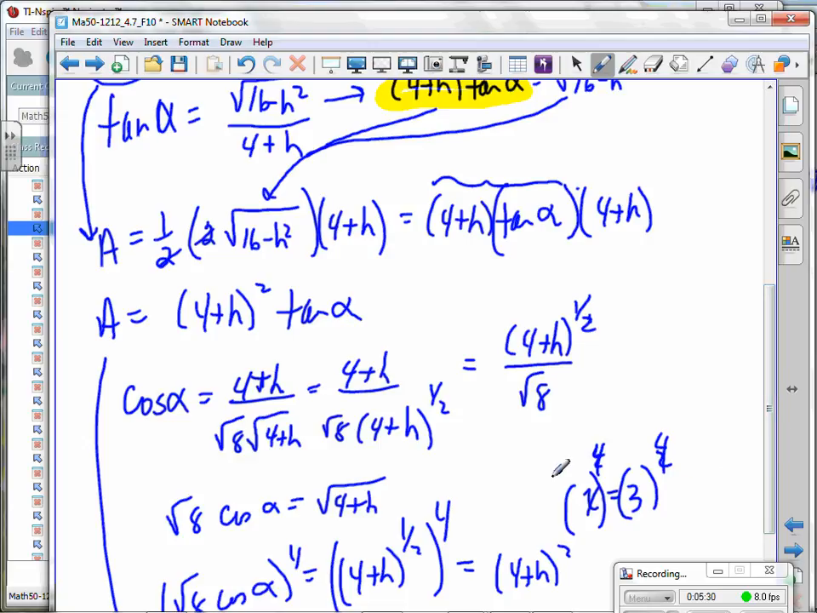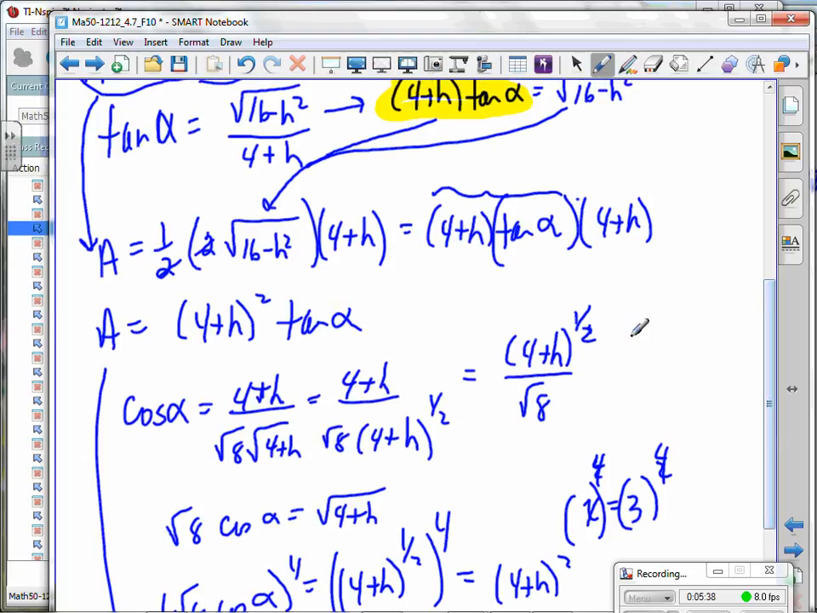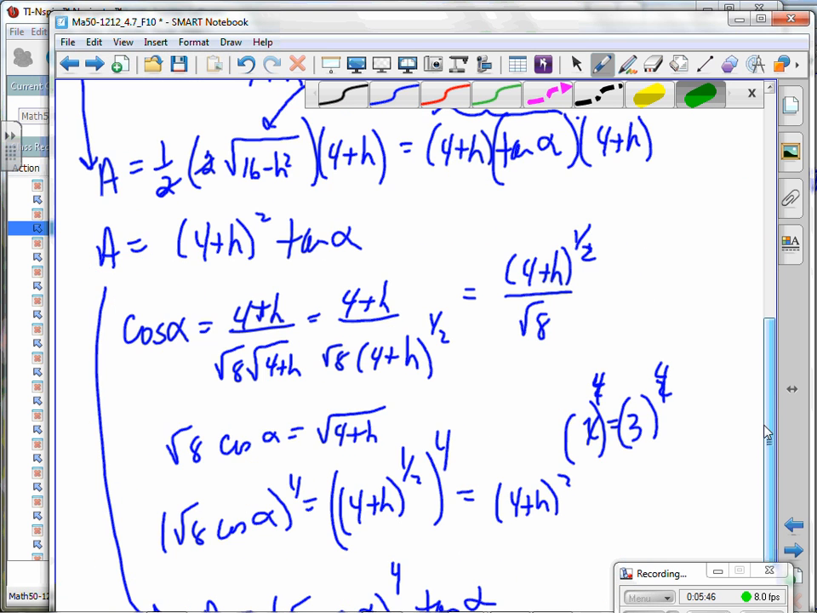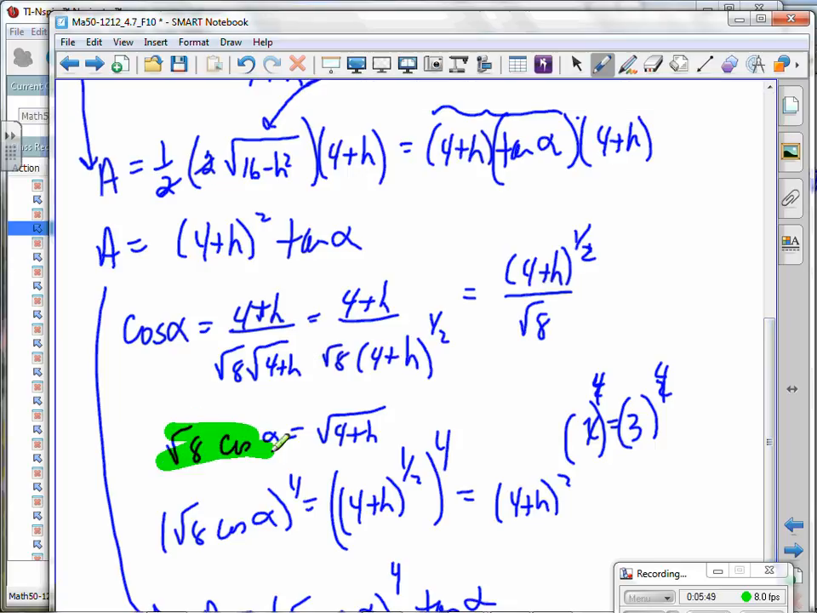And then that left us with square root of 8 cosine alpha equals the square root of 4 plus h. And if you go back now, I'm going to highlight this in green. If we go back to this piece right here, we can substitute that for every place we have the square root of 4 plus h. And so that would go in for that.